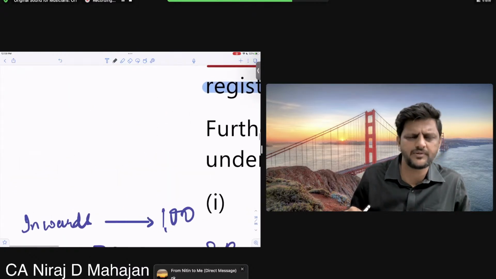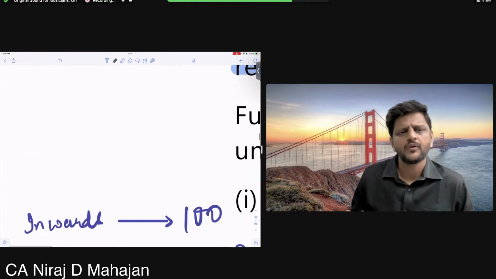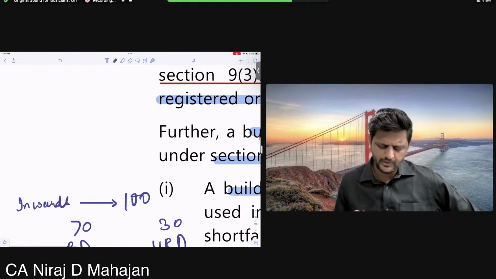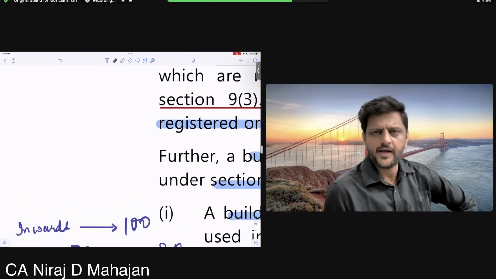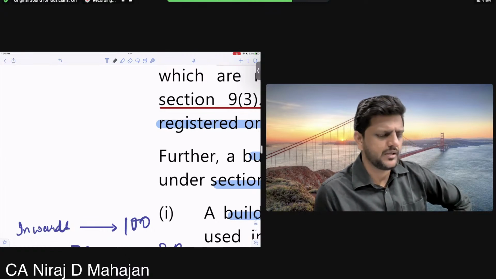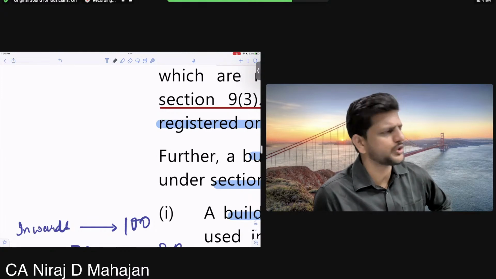Okay, we'll give you a simple example. Inward. That includes goods as well as services. No problem about it. है ना? Goods as well as services. What are they saying? That whatever is the expenditure of the builder or the inwards of the builder, minimum 80% of all the inwards should be from RD. Minimum 80% of all the inwards should be from RD.